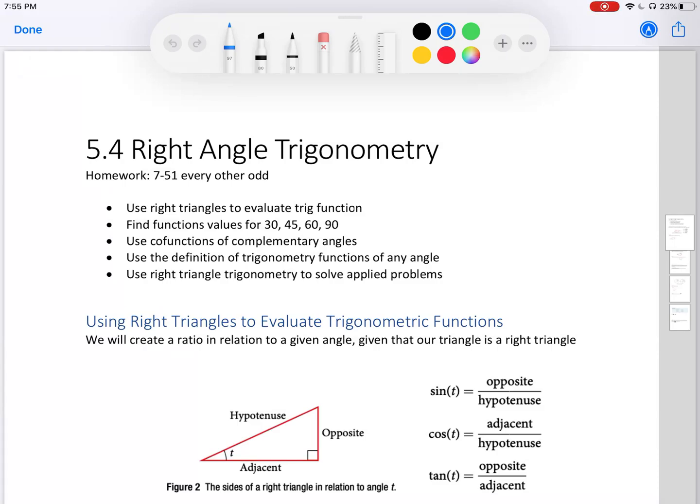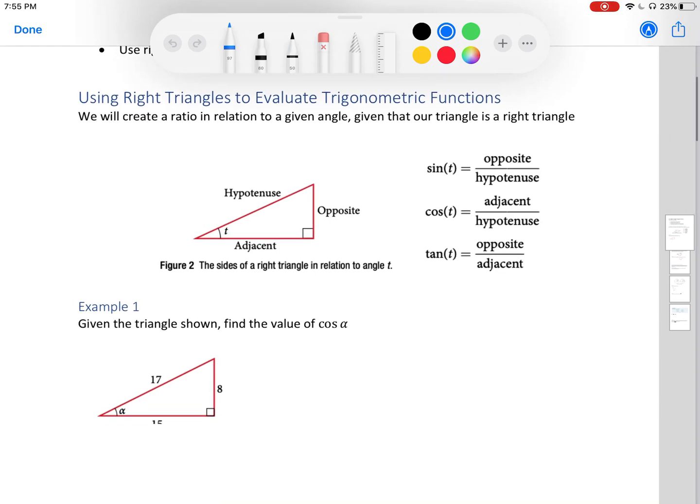Section 5.4, Right Angle Trigonometry. Your homework is 7 through 51, every other odd.